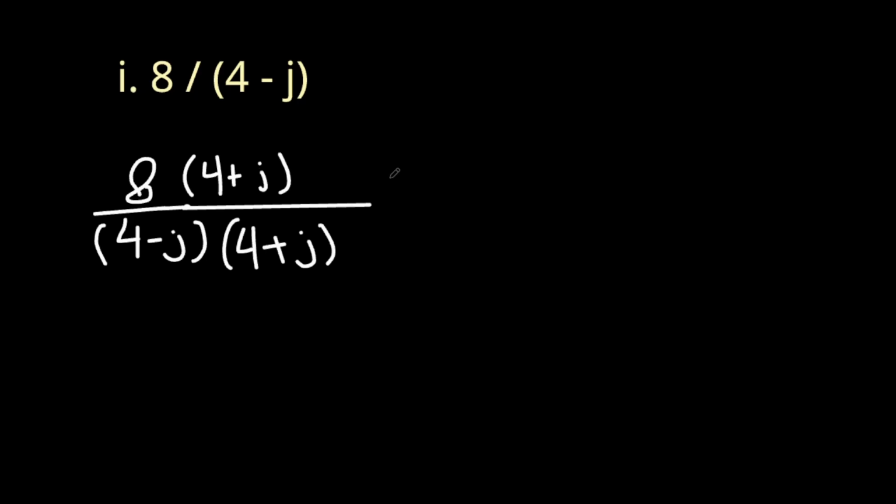So now that is the same thing as, okay, so 8 times 4, 32. 32, 8 times j is just j8. So plus j8. Okay, so that's going to be our numerator. Now for the denominator, we can do FOIL. We can distribute these all. And let's do that really quickly. 4 times 4 is 16. So 16.